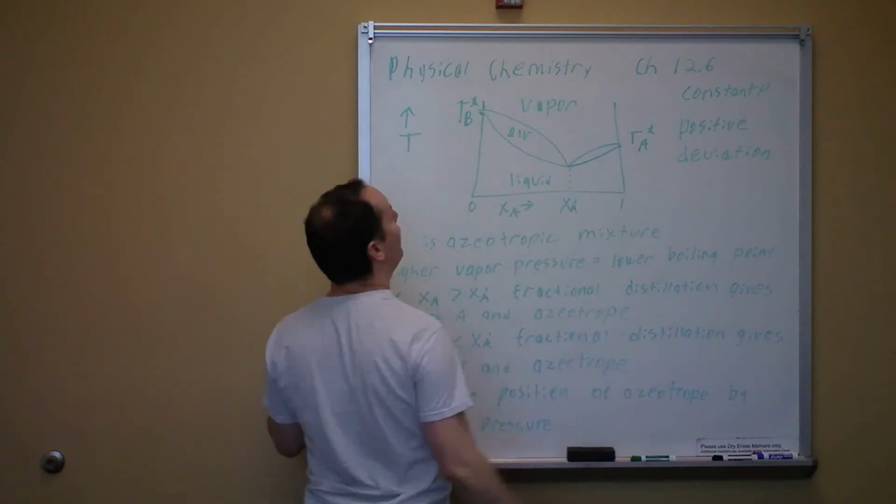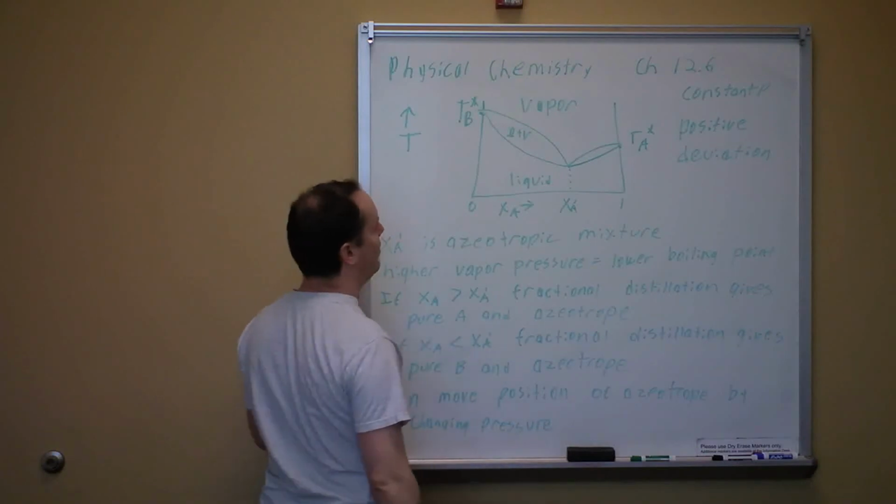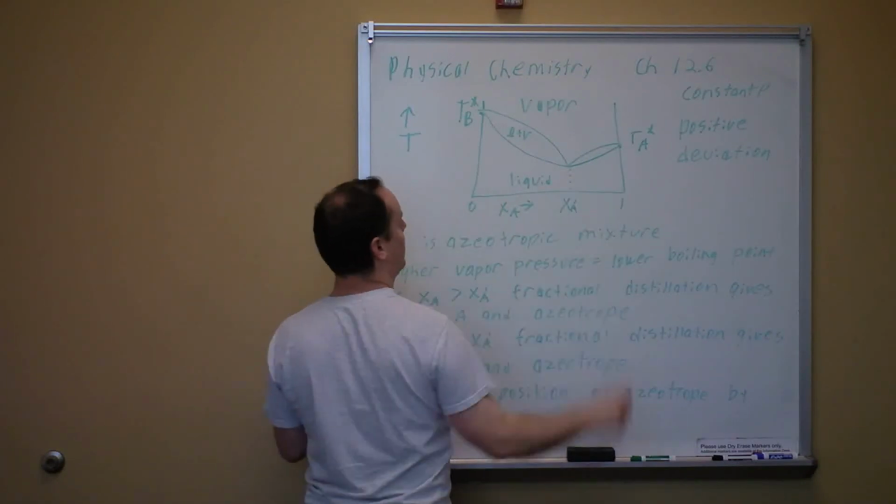So at higher temperatures, we have all vapor. Lower temperatures, we have all liquid. And then in between, we can have a range of liquid and vapor, except, of course, at the azeotropic mixture.